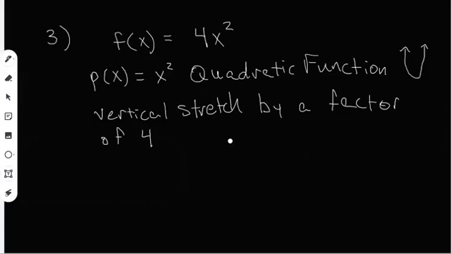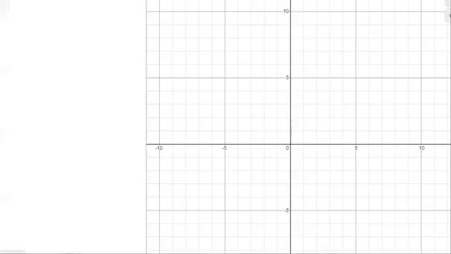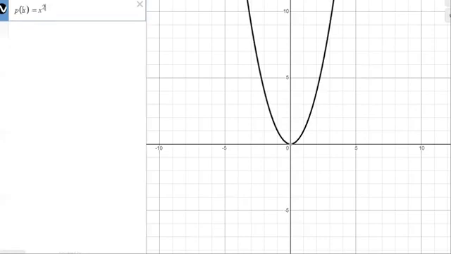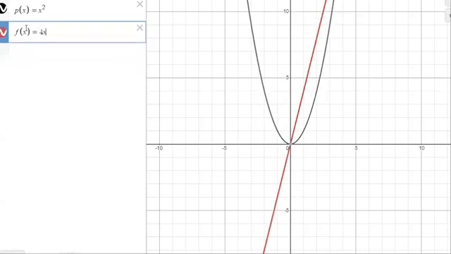So let's take a look at that. What is this going to look like when we stretch it by a factor of 4? Well, if we go to Desmos and we graph the parent function, p of x equals x squared, we're going to get the standard U-shaped graph that starts at 0, 0 as the vertex. Okay? And then f of x is going to be the new function. We're going to multiply by 4 and see what happens.